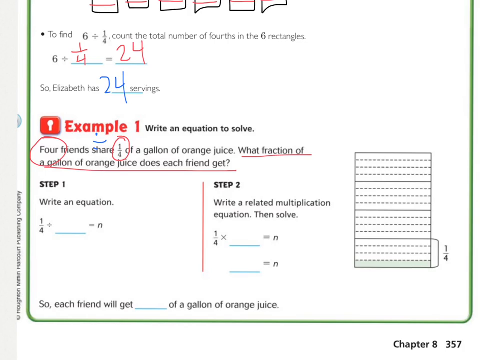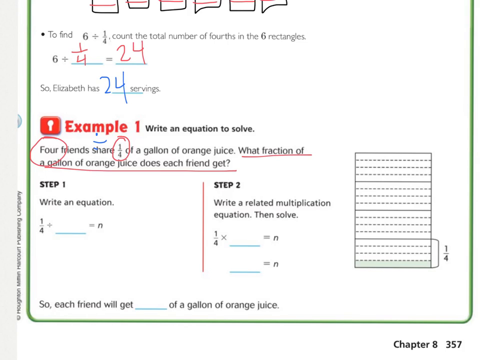Okay, you should have underlined what fraction of a gallon of orange juice does each friend get, and then circled how much they shared, which was 1/4 of a gallon, and how many people shared it, 4. And how do we know that this is division? Well, the word share, when you're sharing something, generally you're divvying it up or you're breaking it into pieces and dividing it between people or things. So the word share is our clue that this is a division problem.